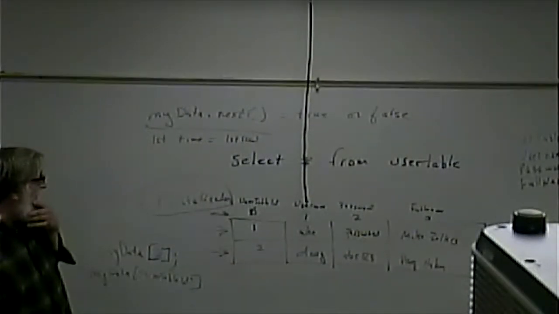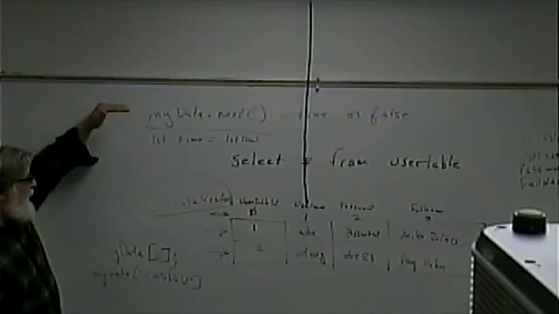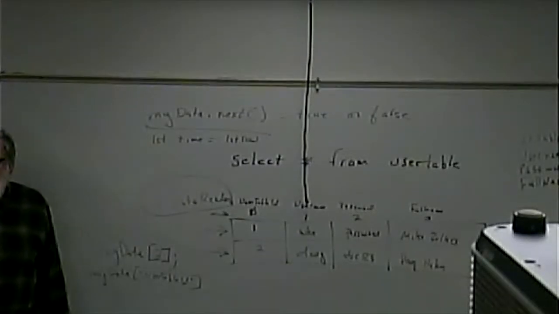All right, I can read through this by issuing the command myData next. If it returns a true, it means that there was another row to get. If it returns a false, it means it's hit the end of the line and there's no more data left. So, read next, read next, read next, read next. When it gets false, I'm all done with the data. The first time I execute the read next command, it points at the first row in the table. So I have to do the read next one time to get the first row of the result table that I did the query on.